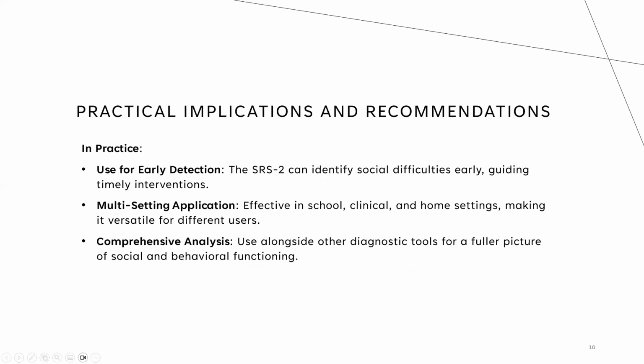When it comes to practical implications as well as recommendations, in practice, the SRS-2 is a valuable tool for early detection of social impairment, especially in educational or clinical settings. Since it can be used with a wide age range, it helps practitioners, teachers, and parents understand social challenges and create targeted interventions. Using it alongside other tools also provides a fuller picture of the individual's needs.